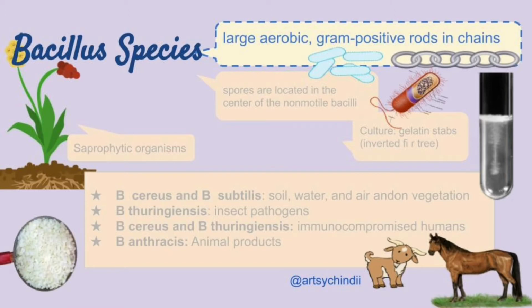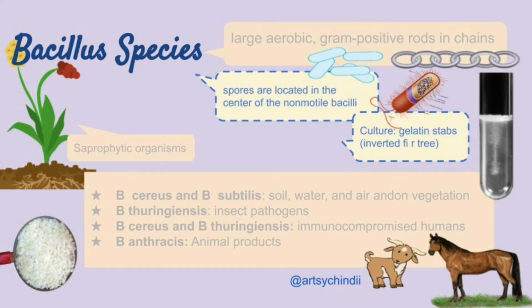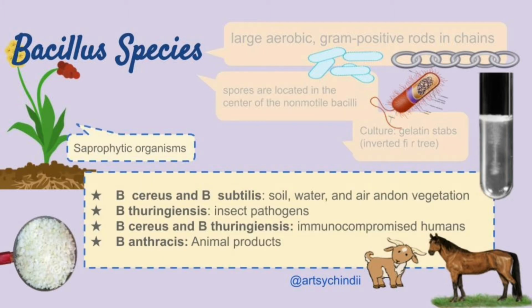Bacillus species are known to be large aerobic gram-positive rods in chains. Spores are located in the center of non-motile bacilli. Culture in gelatin stabs resembles an inverted fir tree. They are known to be saprophytic organisms, prevalent in soil, water, and air, and also on vegetation.